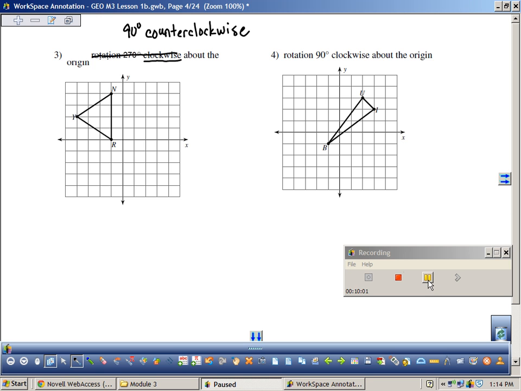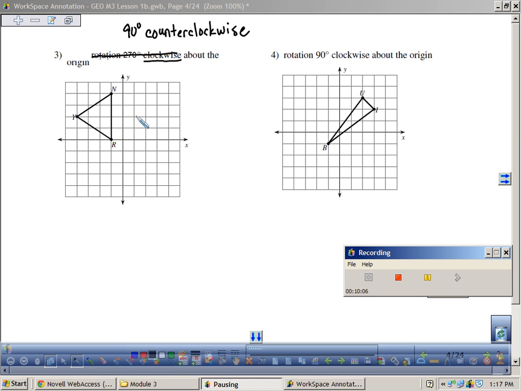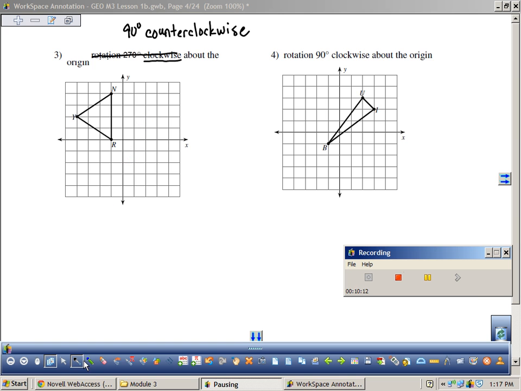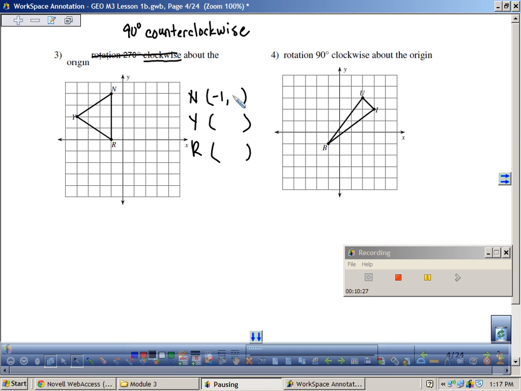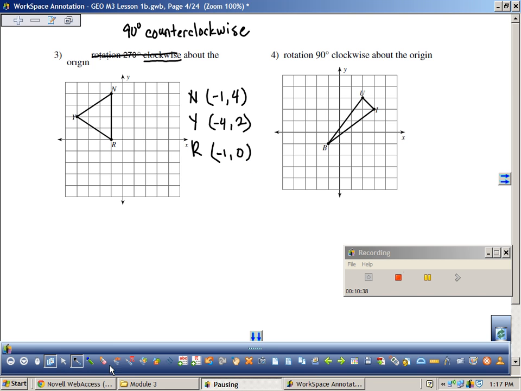Hold on. I'm going to pause it, and I'm going to go up to the board and do it with my hand. Recording. All right, so let's go ahead. Now that we understand it's going to shift just one quadrant, it's going to shift one quadrant, or rotate. So apply the coordinate rule. N, Y, R. What's N? -1, 4. What's Y? -4, 2. What's R? -1, 0. Okay, let's apply the rule.